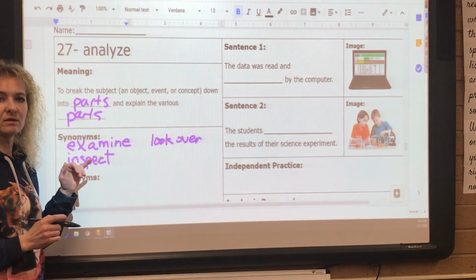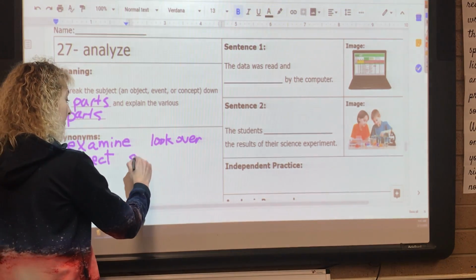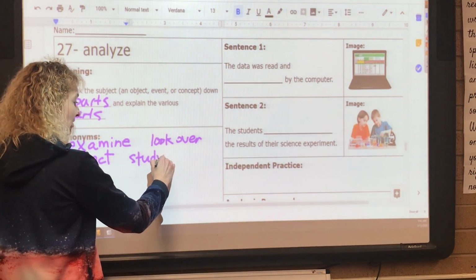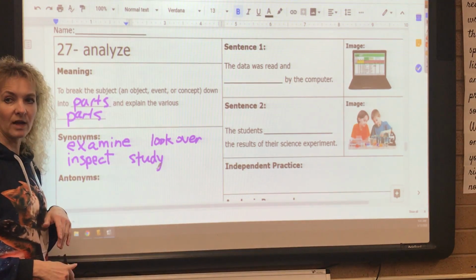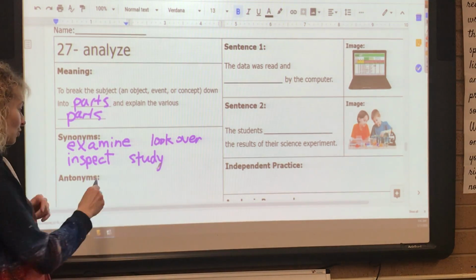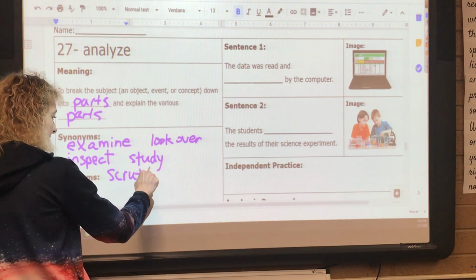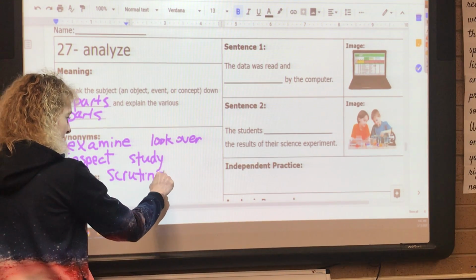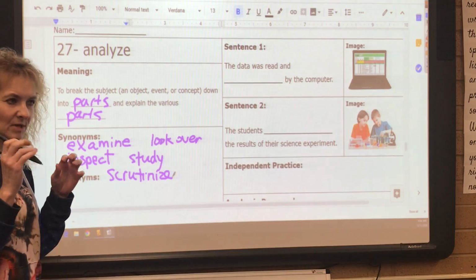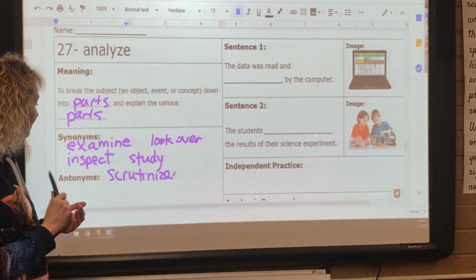Inspect, examine, study. Because to study something, you're doing more than just looking at it, right? Scrutinize. To scrutinize means you're really, really looking at something.